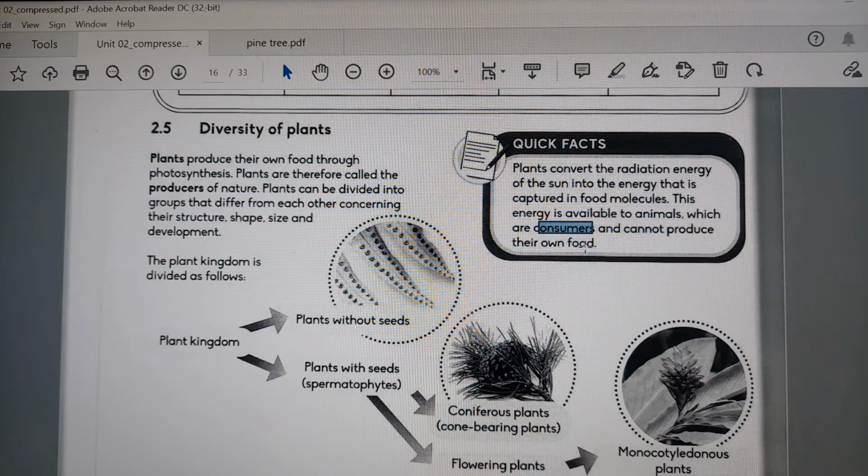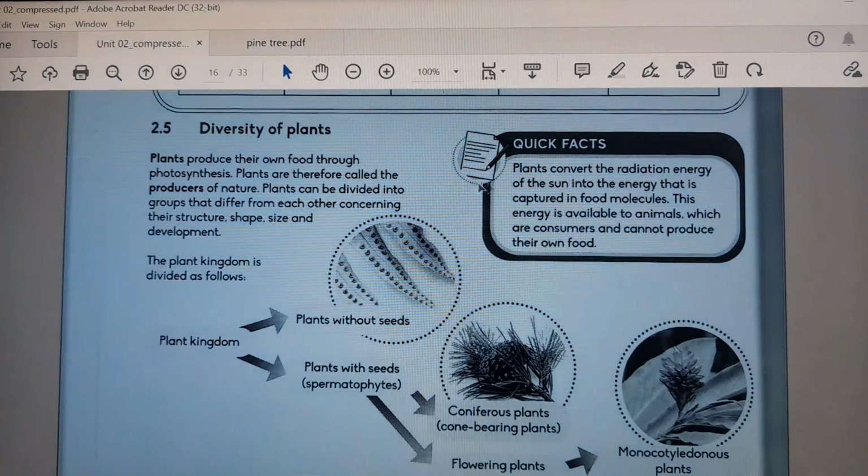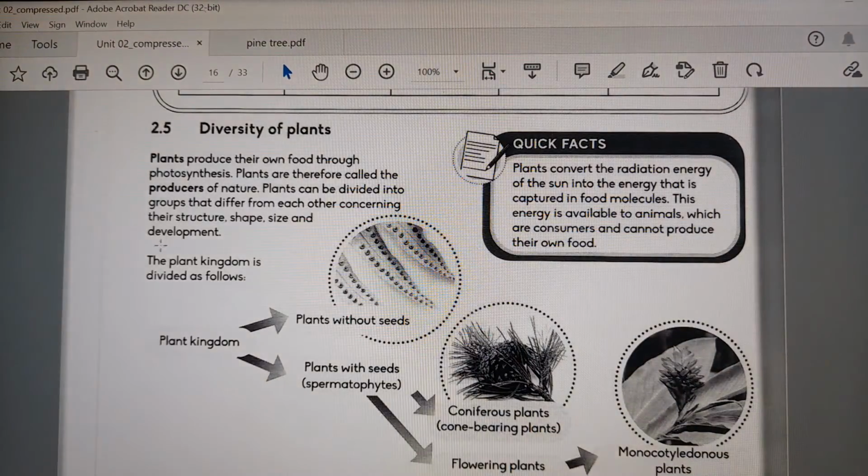Let's summarize this again. Plants are producers and they are autotrophic because they can produce their own food. Animals are consumers and they are heterotrophic because they cannot produce their own food. They depend on other organisms. Please get that, it's very important.